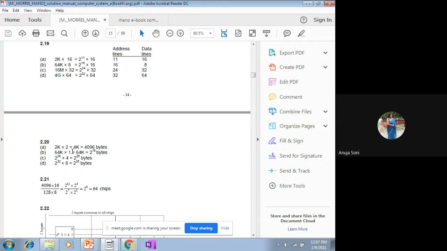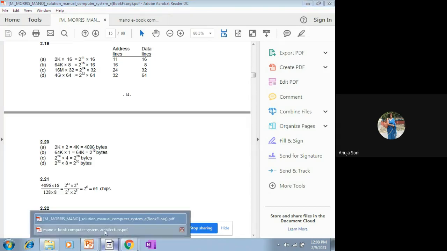Now next is 64k into 8. This was the size of the memory. 8 represents your 1 byte. For 64k, k will be 1024. So 64 will be 2 raised to power 6 and 1024 will be 2 raised to power 10. So it will become 2 raised to power 16 bytes. So in a similar manner, you have to solve the remaining parts.